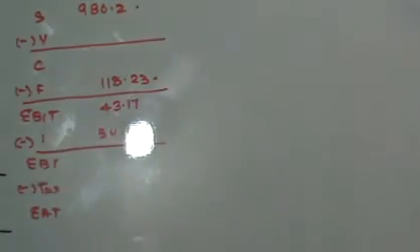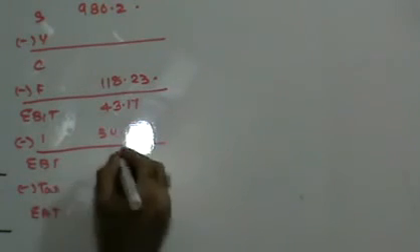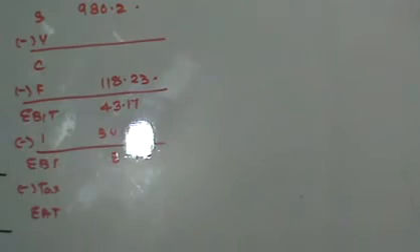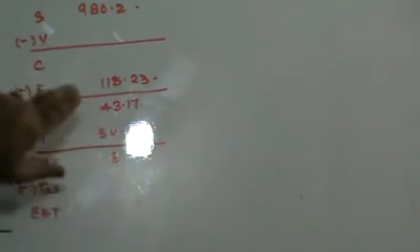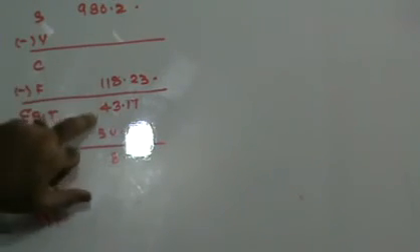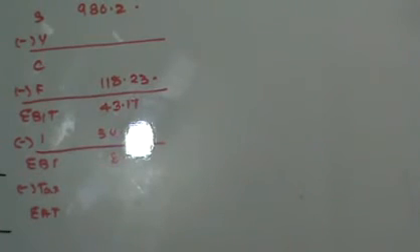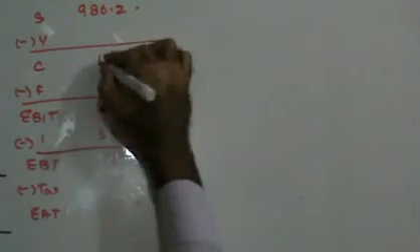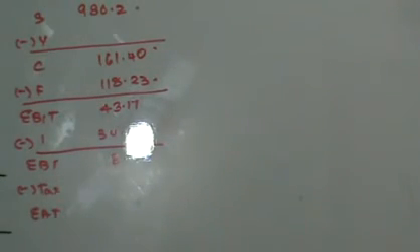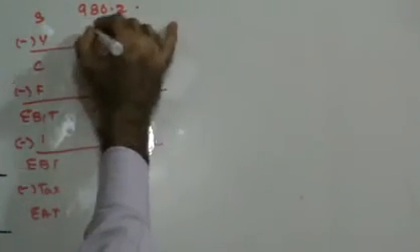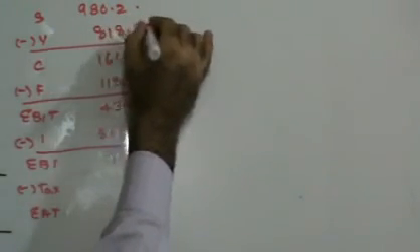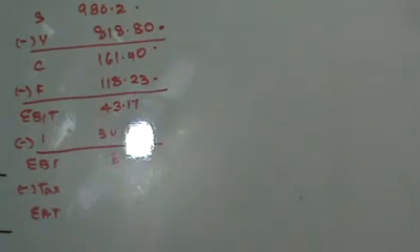Now 43.17 minus 34.39 should give you 8.78. Since I'm moving upwards, I will have to reverse the process. So 118 plus 43 gives 161.40. Now again you are moving. They've given you sales and contribution. When you subtract the two, you will get variable cost. Someone please get me the variable cost. 818.80. So your table is complete.